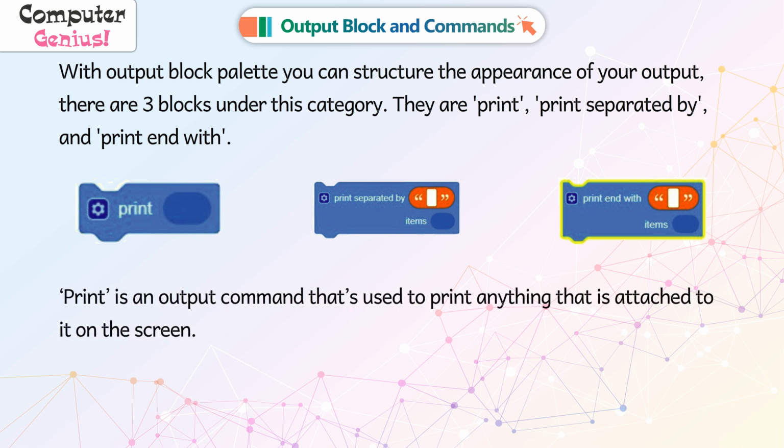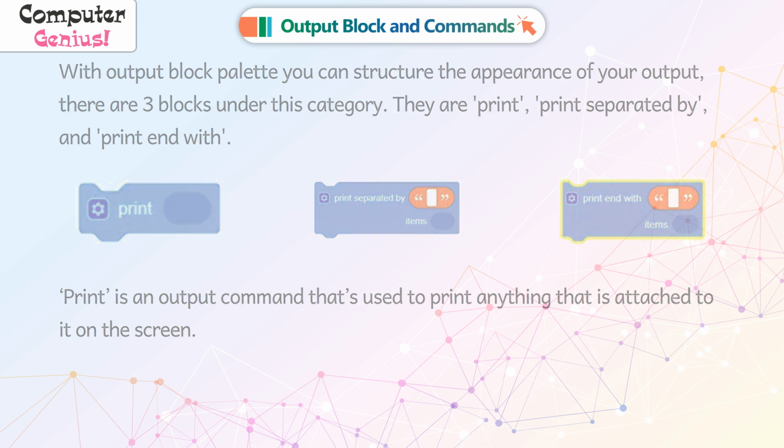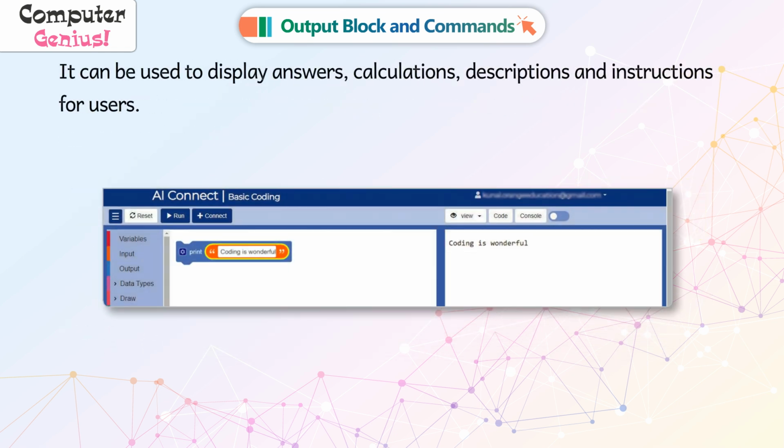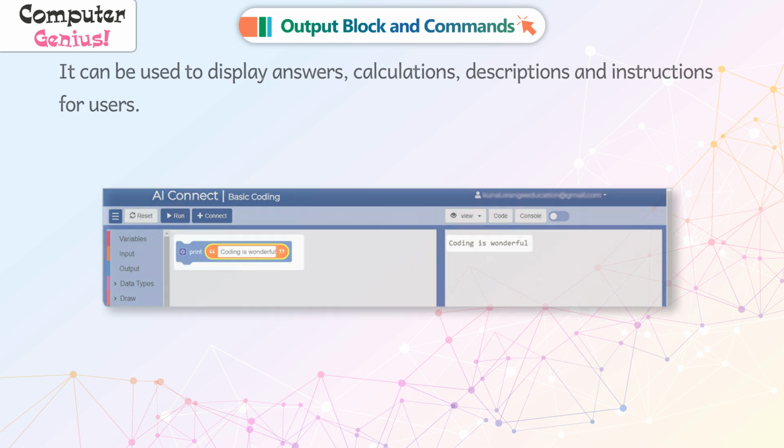Print is an output command that is used to print anything that is attached to it on the screen. It can be used to display answers, calculations, descriptions, and instructions for users.